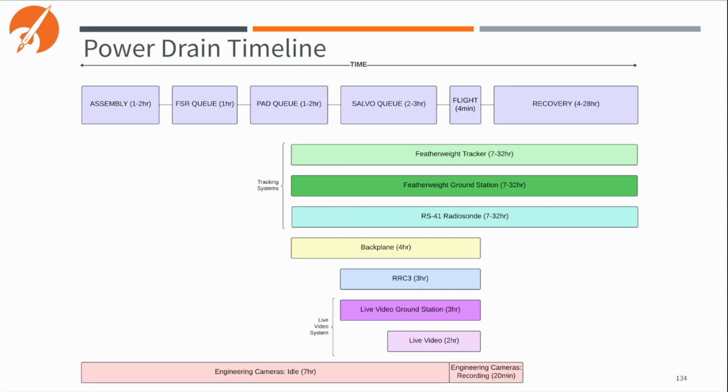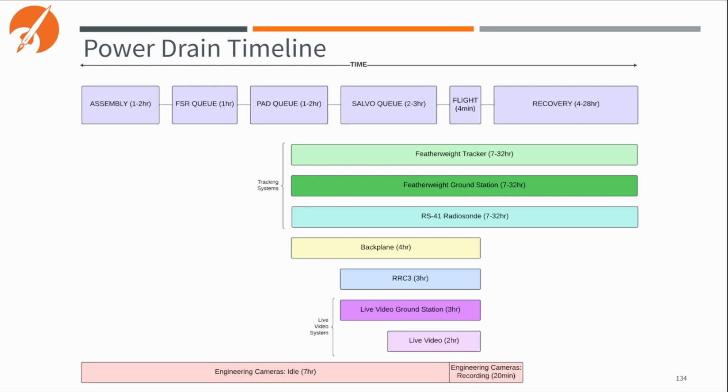The trackers and the featherweight ground station will all be turned on in the pad queue, and will be turning off after the rocket is recovered. Backplane will be turned on in the salvo queue at the same time, but this will turn off shortly after the rocket lands. The RC3s and the ground station for the live video will be turned on while the rocket is in the salvo queue, and will be turned off after the rocket lands as well, whereas the VTX itself will be turning on shortly before flight, and will be turning off shortly after the rocket lands as well.